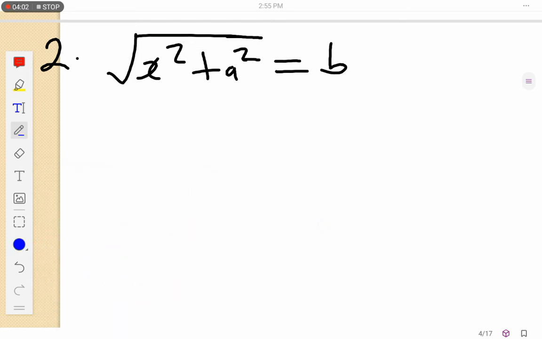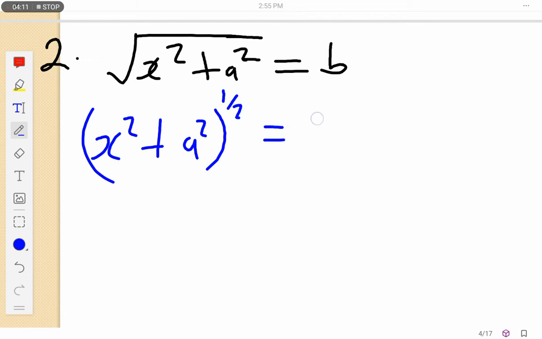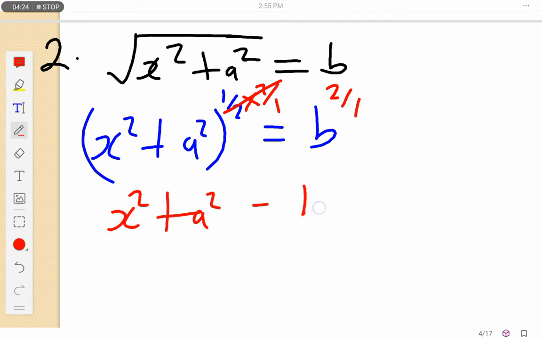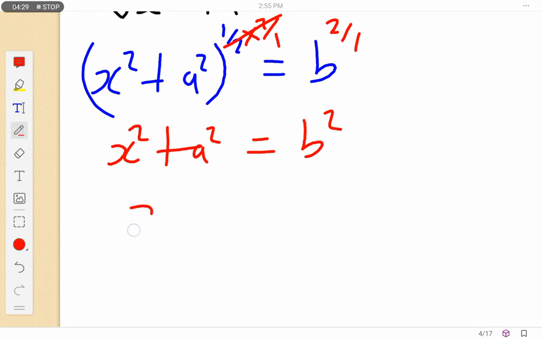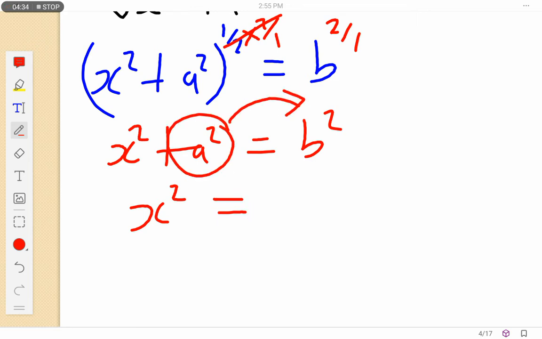Okay, so we have got a square root. We remove the square root first. So this becomes x squared plus a squared to the power of half is equal to b. To remove our half, we multiply everything by 2 over 1. These will cancel off each other. We get x squared plus a squared is equal to b squared, like that. To get our x squared, we remain with x squared is equal to, we are taking this one to this side, it becomes minus, so it's b squared minus a squared.